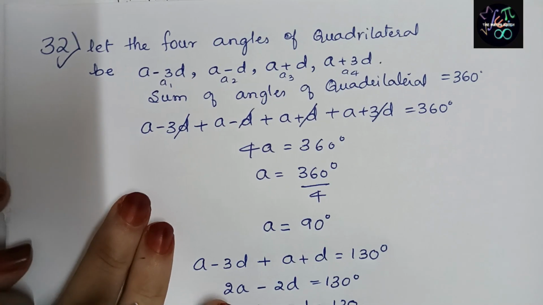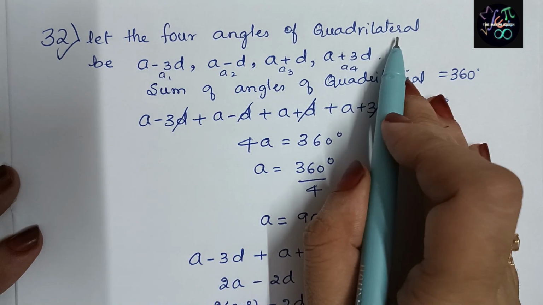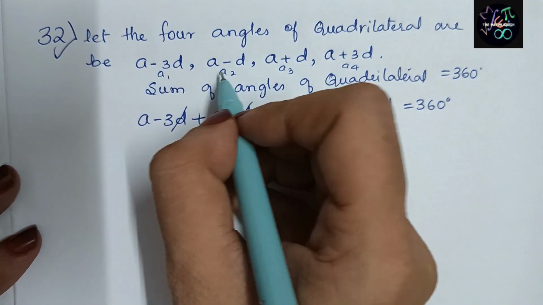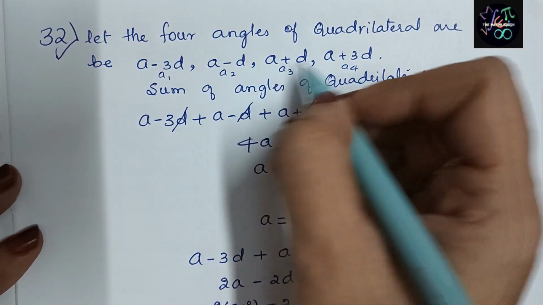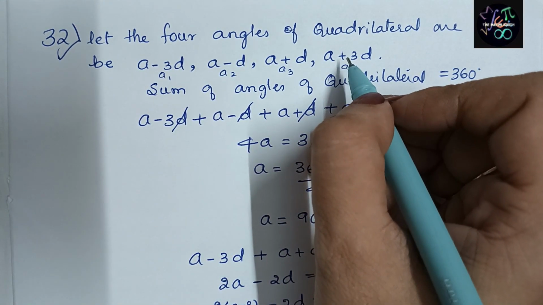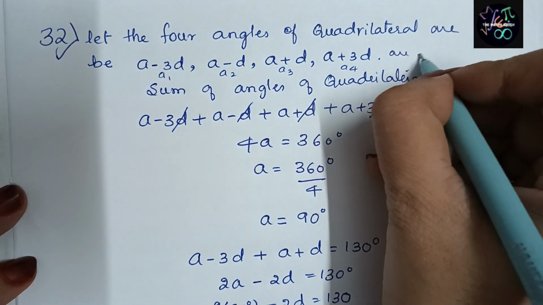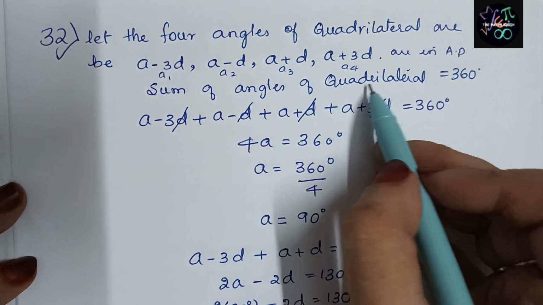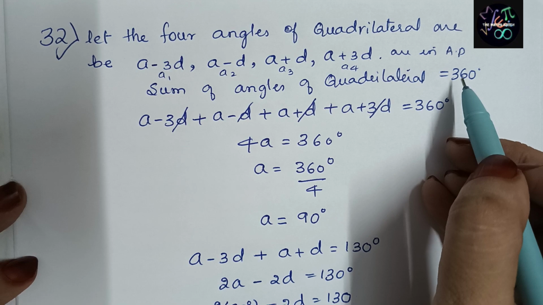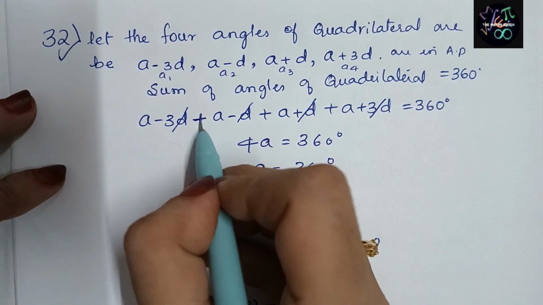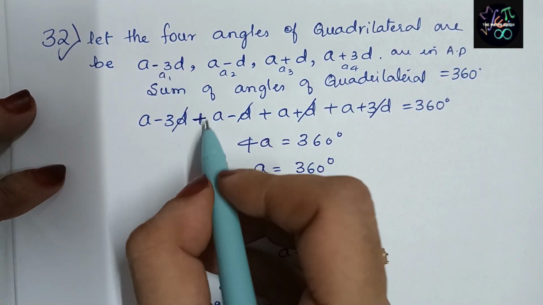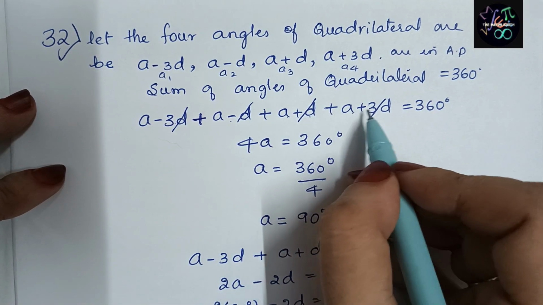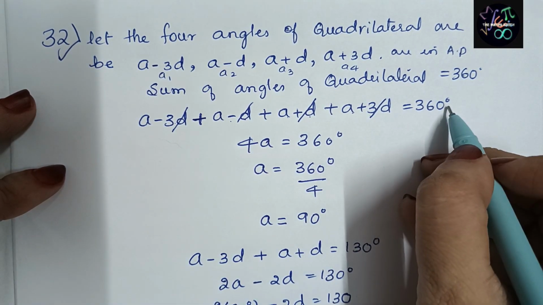So I have written here, let the four angles of a quadrilateral be a minus 3d, a minus d, a plus d, a plus 3d. These are in AP. We all know that the sum of all angles of a quadrilateral is 360 degrees. So I'll sum these four angles: a minus 3d plus a minus d plus a plus d plus a plus 3d is equal to 360 degrees.